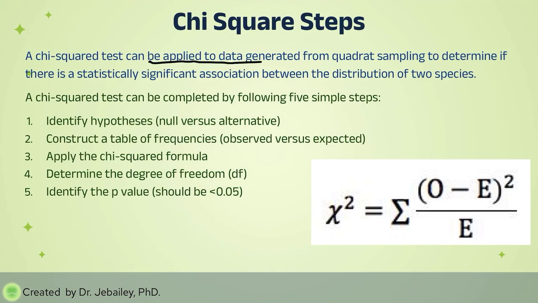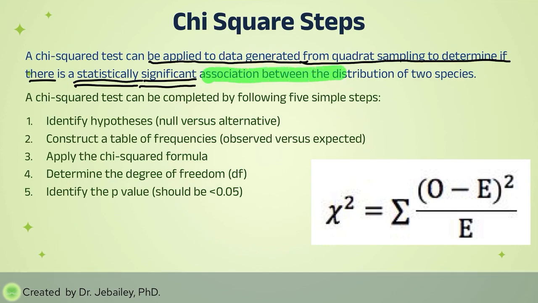It can be applied to data generated from quadrat sampling to determine if there is, and here are the most important words, statistically significant. Those words have to be used every time you're talking about chi-square, so make sure you write statistically significant in your test as an answer, where you're saying if there is or there isn't. And what is this trying to say? We're trying to figure out if there is an association between the distribution of two species. We're trying to say if the population of one species is affecting the population of another. Are they related or not?